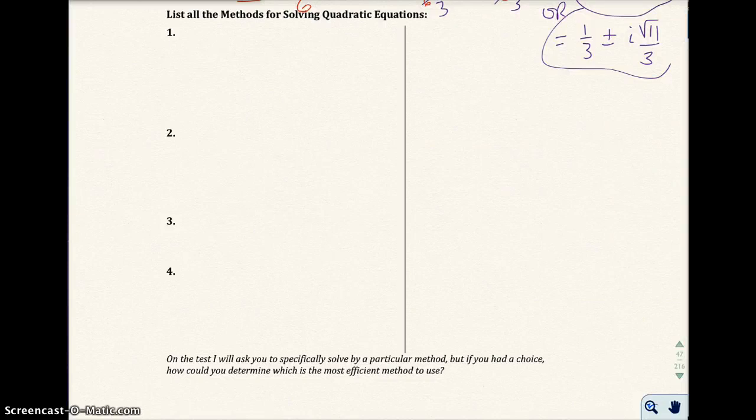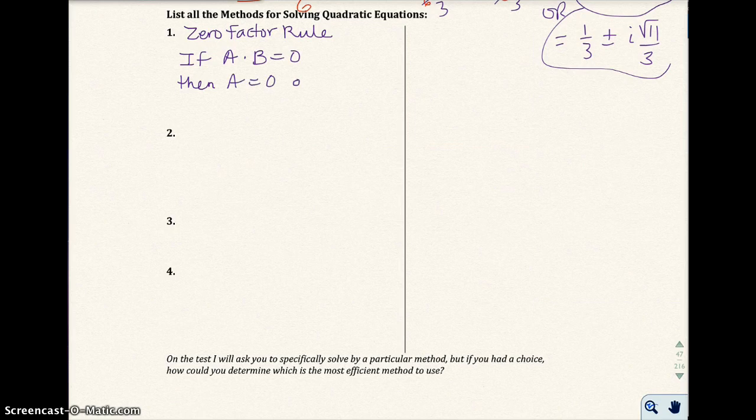Okay, so now that we have learned 3 different methods for solving quadratic equations, let's go ahead and summarize this. The first one we learned was called the zero factor rule, or property or principle. That basically said if you have a factor times a factor equals 0, then the first factor equals 0, or the second factor equals 0. If you have more factors, that would equal 0.